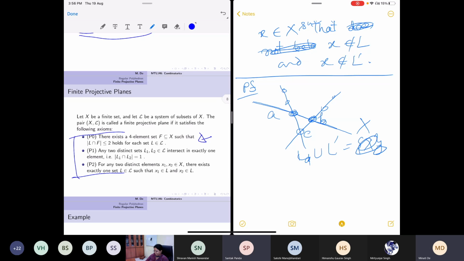Then we claim that it cannot contain any other point. It has to contain just A and B. It cannot contain any other points, because otherwise it will have intersection 2 with either L or L dash. In this way, we'll say that all the other sets will have to be of size 2.